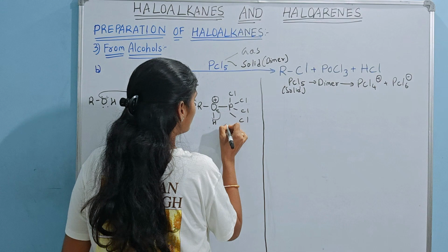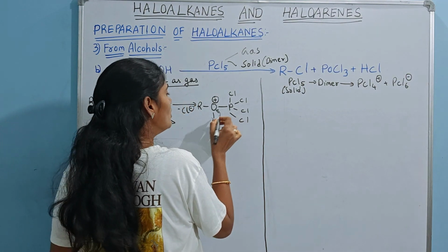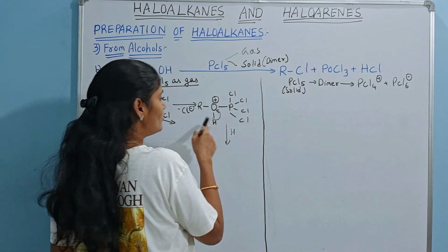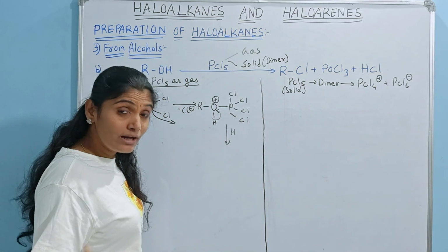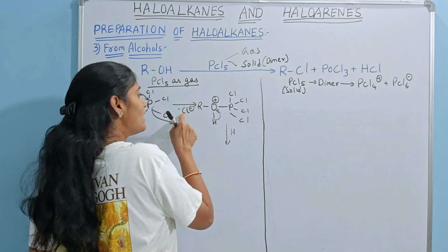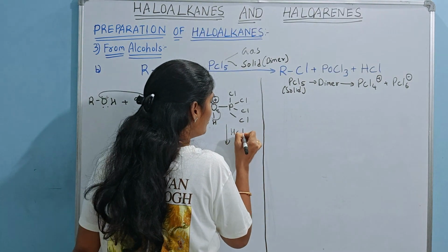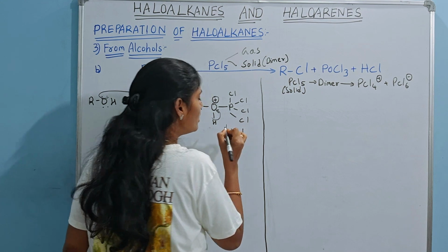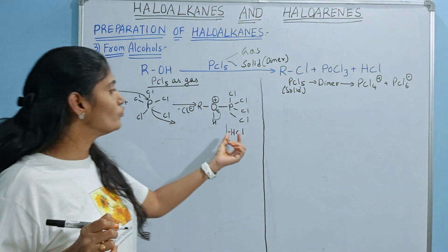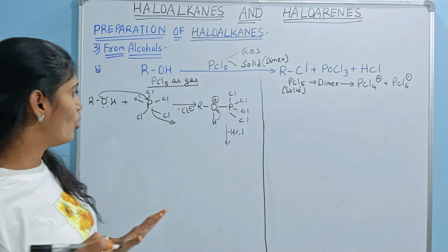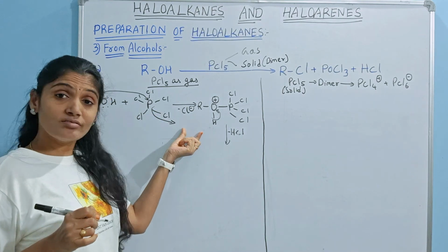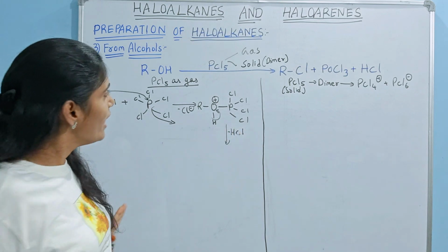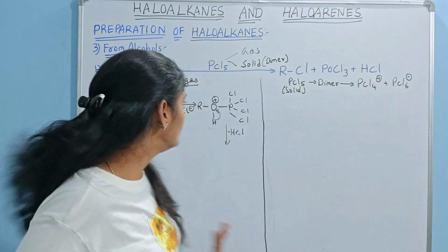Hydrogen will be as H plus. Because it comes out as H plus, it will react with this Cl minus, forming HCl. So what has come out of the molecule? HCl has come out of the molecule. From here Cl minus has come out, and from here H plus has come out, resulting in the release of HCl. That HCl you can see here.